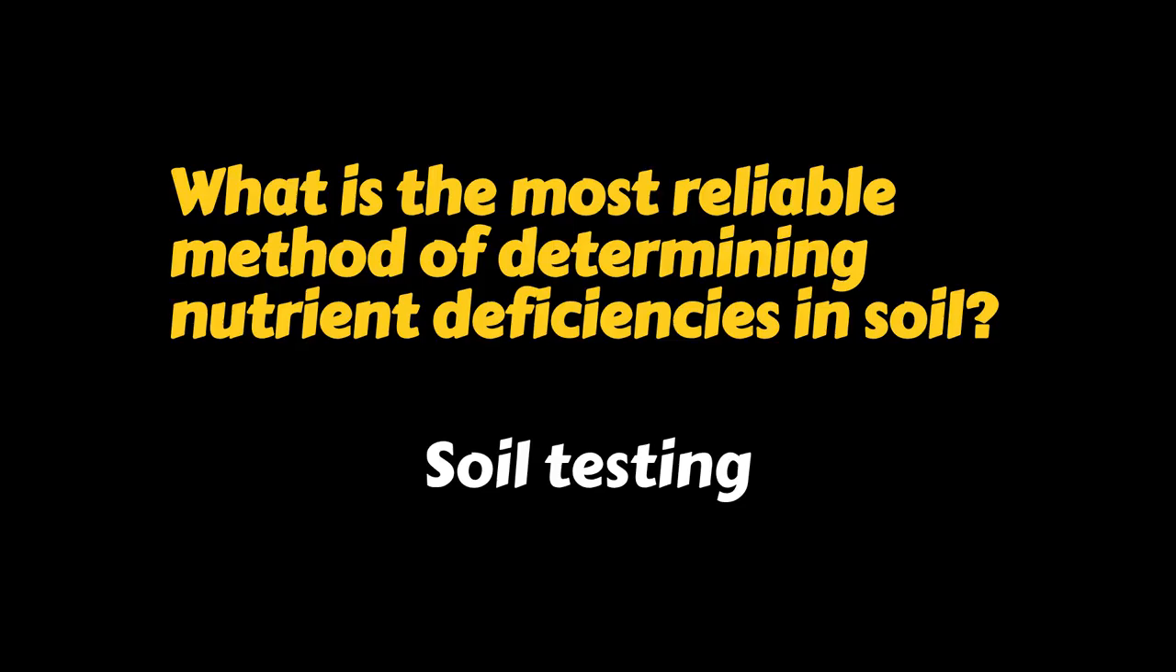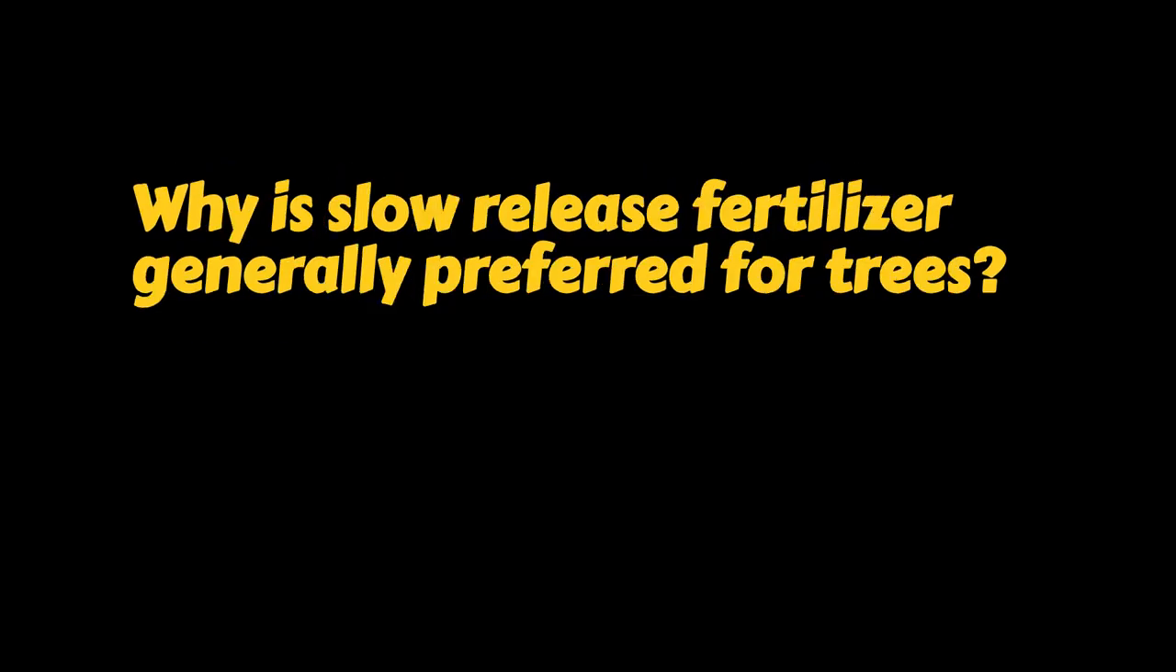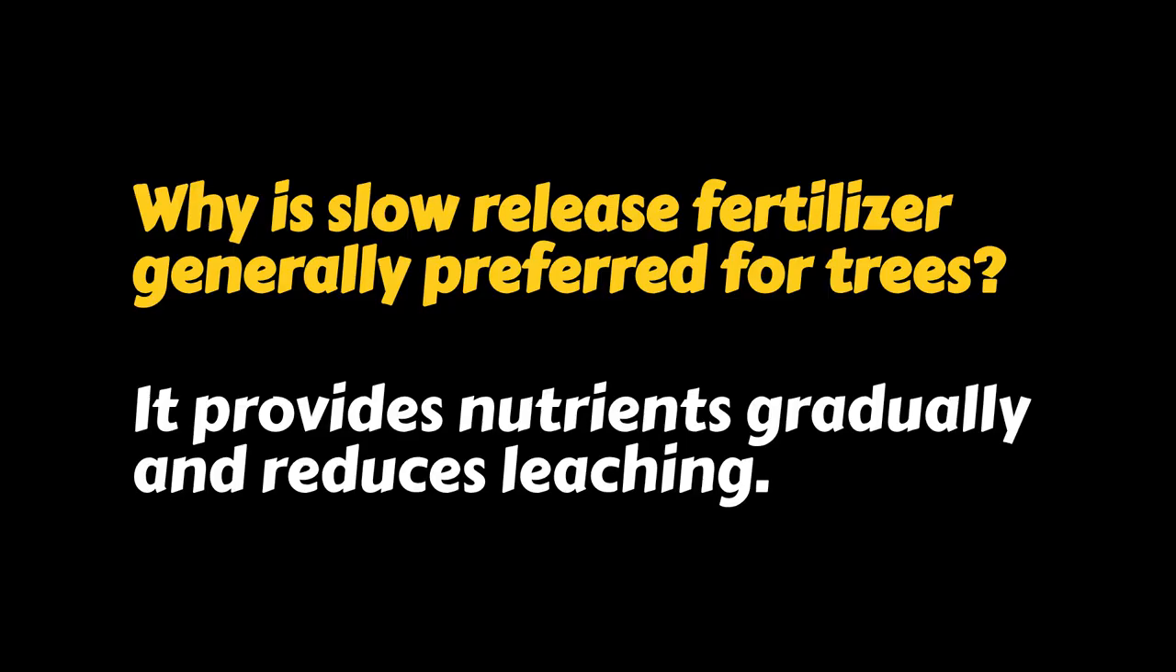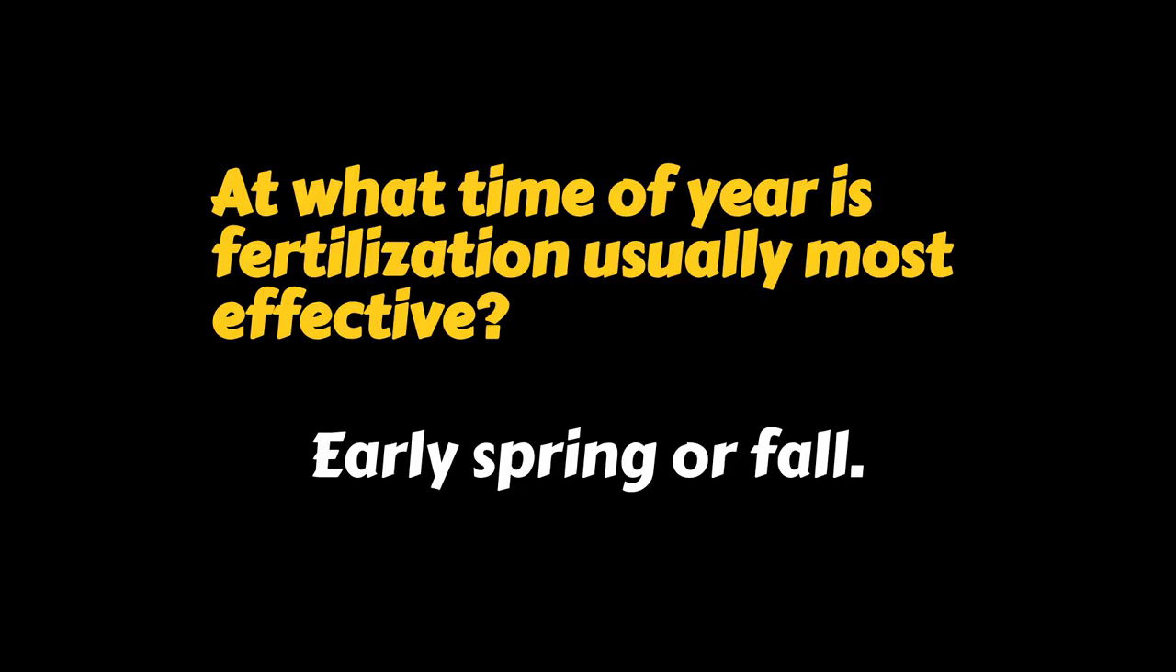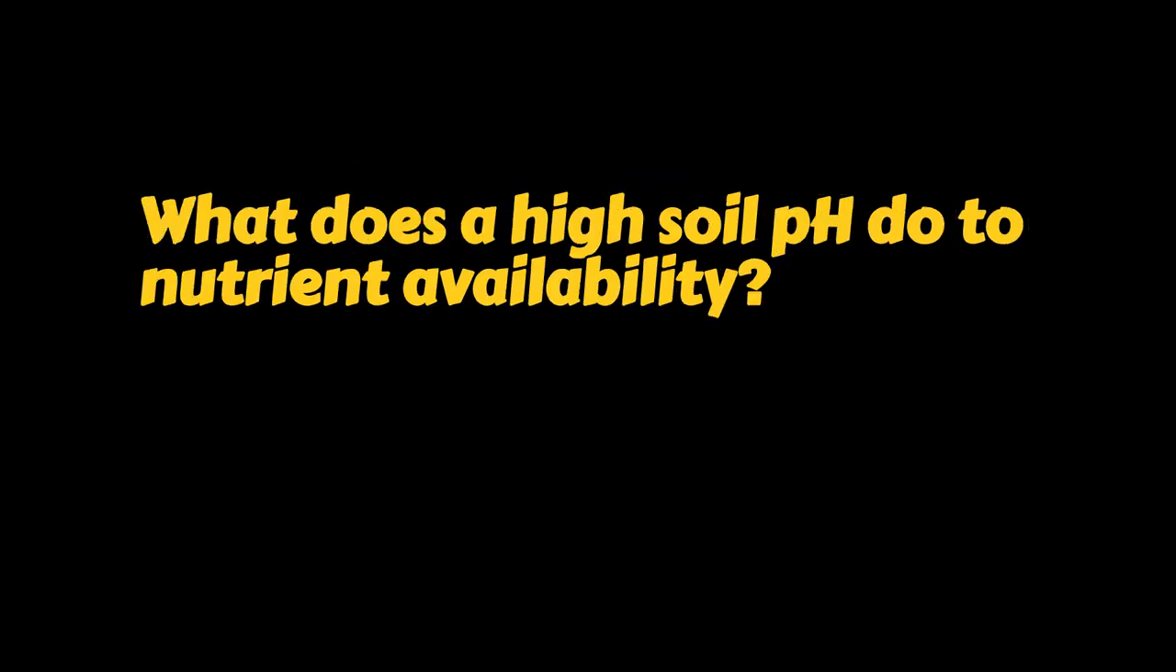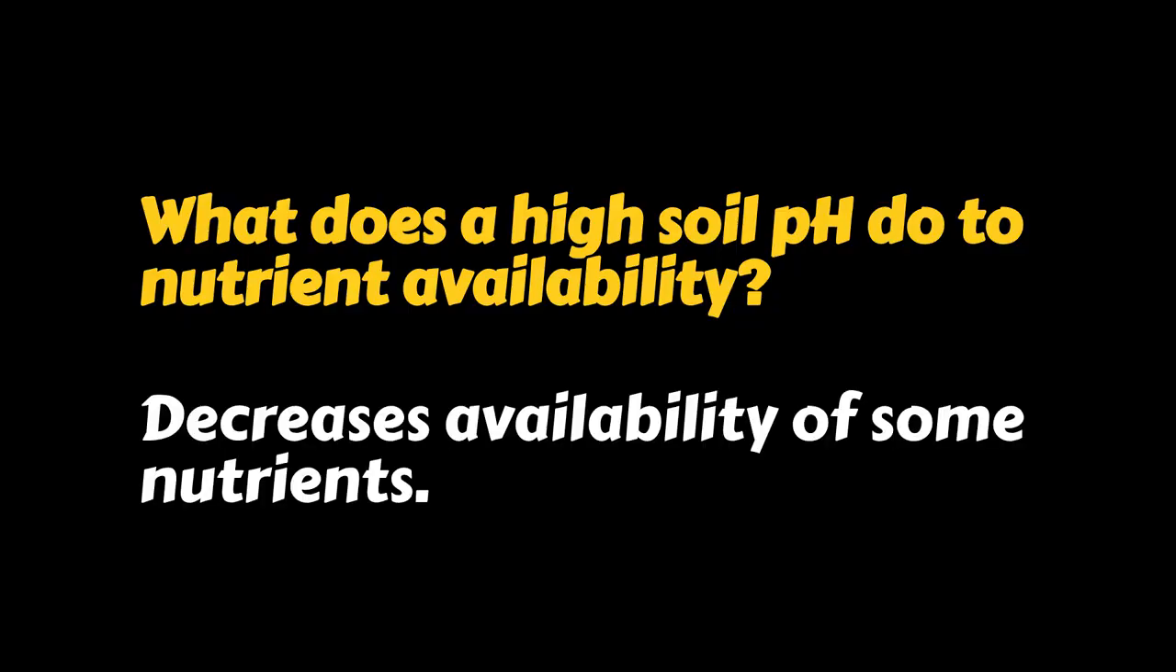What is the most reliable method of determining nutrient deficiencies in soil? Soil testing. Why is slow-release fertilizer generally preferred for trees? It provides nutrients gradually and reduces leaching. At what time of year is fertilization usually most effective? Early spring or fall. What does a high soil pH do to nutrient availability? Decreases availability of some nutrients.